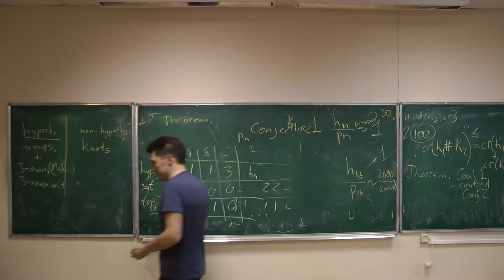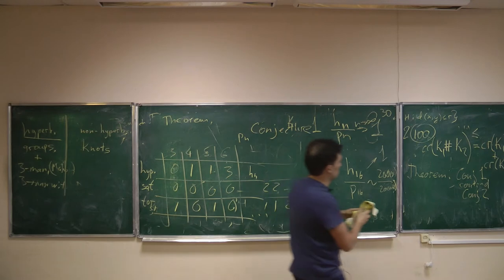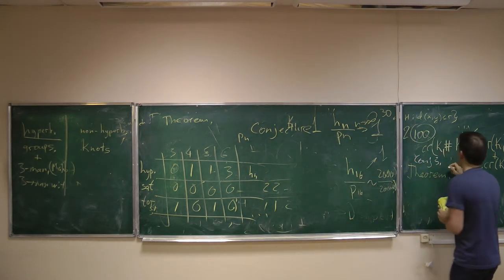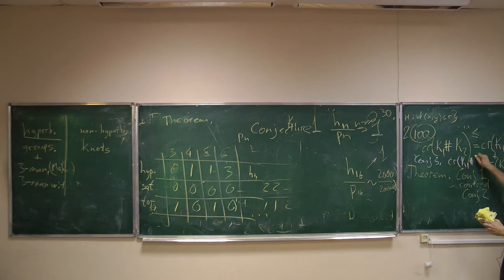But we have another conjecture, conjecture 3. Conjecture 3 says that the crossing number of this sum is at least the crossing number of K1. This is very plausible. It's not approximate. They are close to being equivalent. In some books, people write that of course it's true, we have no right techniques to do that, but we're sure that it's true. And we have the theorem that conjecture 1 about hyperbolicity contradicts conjecture 3.